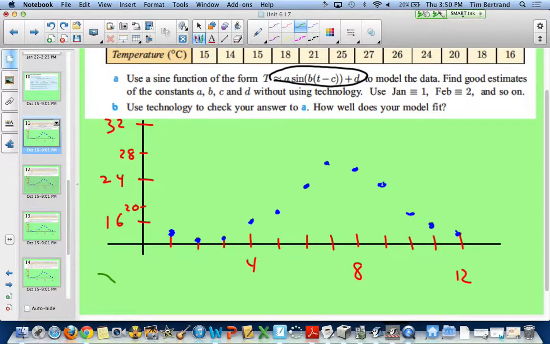I'm going to do this in green. So I'm going to start there, and it kind of comes down, and you can see it looks kind of like a sine curve with the up and the down motion. So you'll find some of the variables easier to find than others.